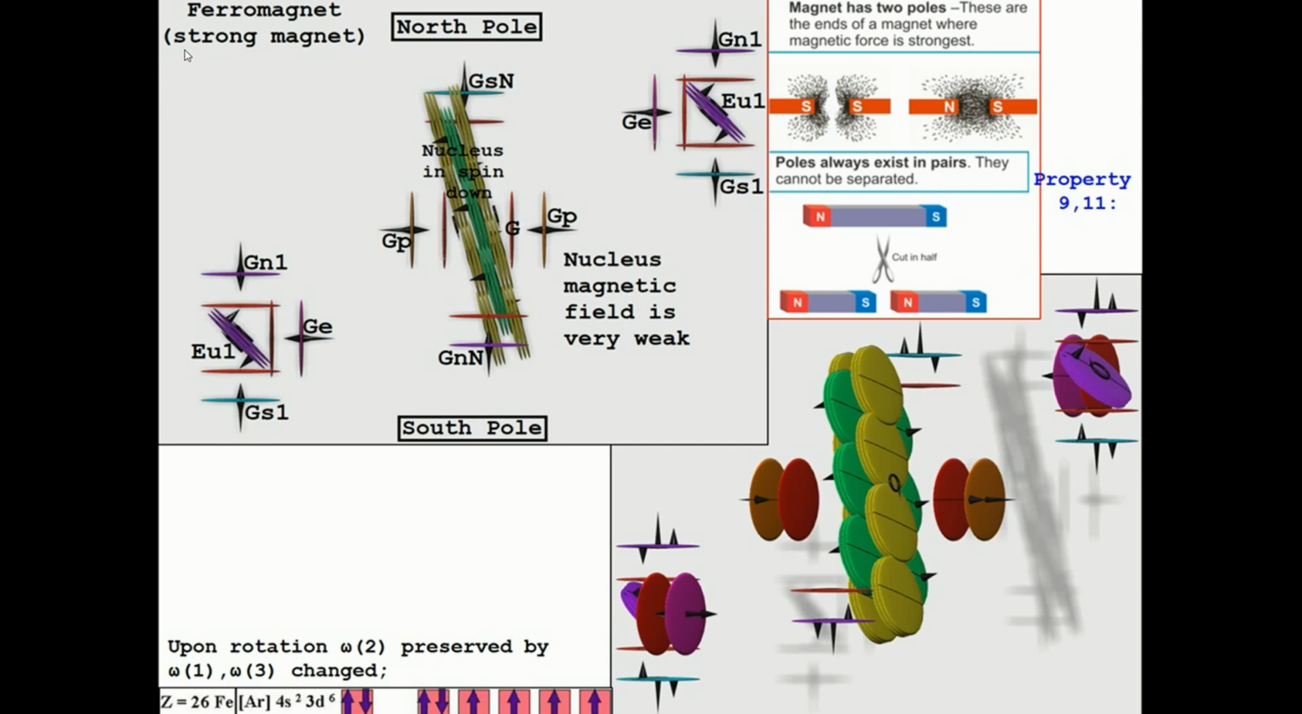This pole will be strongest perpendicular to the precession angle. If we rotate the magnet, the angular velocity along the y component, which is the strongest, will be preserved in space, but the angular velocity along the x and z axis will change, so the spin will change.